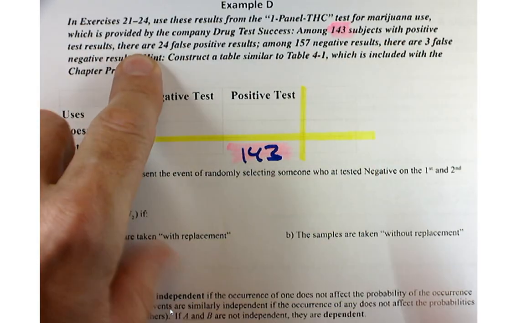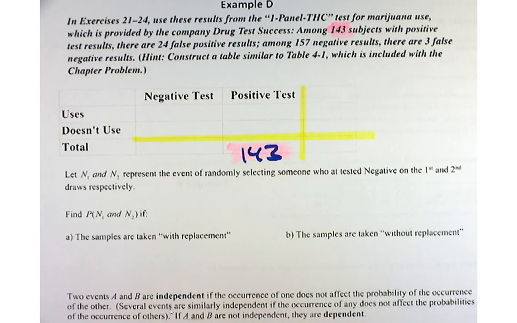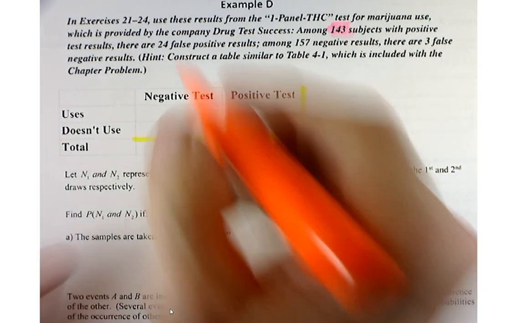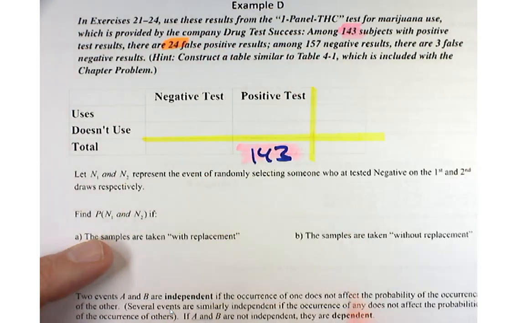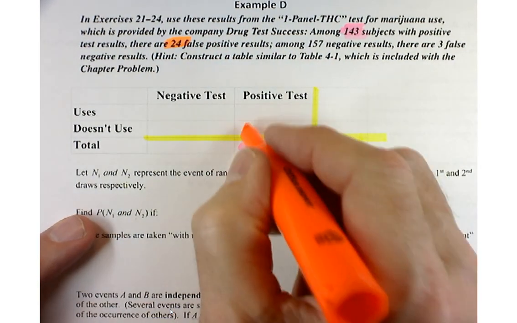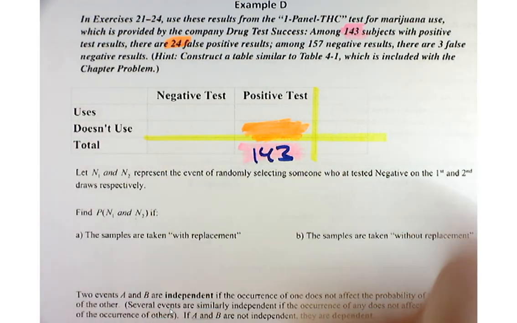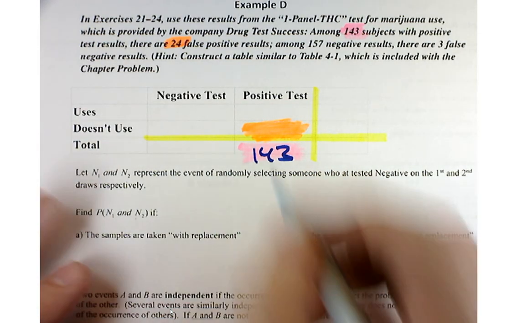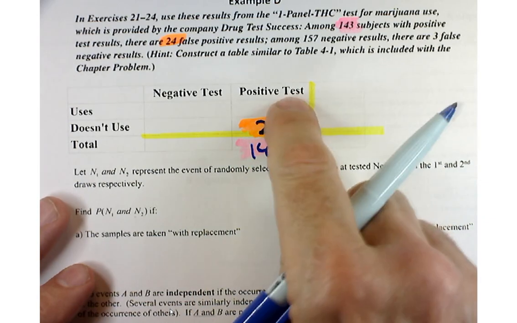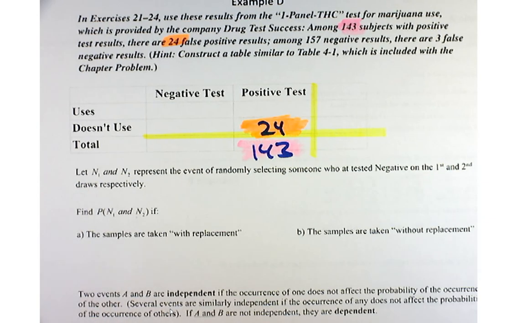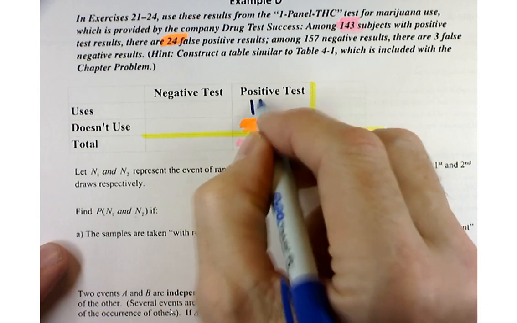There are 24 false positives. All right, so that's another number I want to keep track of. Where should I put the false positives? If they're a false positive, they got a positive even though they didn't use. So 24. Now they don't give me the top number there, do they? But what would that top number be? Dylan? 119. Good, you subtract. So 119.